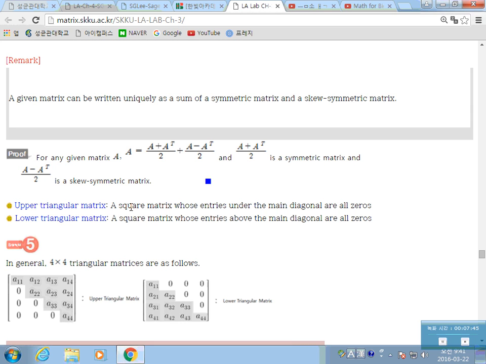A square matrix whose entries under the main diagonal are all 0, then we call this an upper triangular matrix. A square matrix whose entries above the main diagonal are all 0, then we call it a lower triangular matrix.